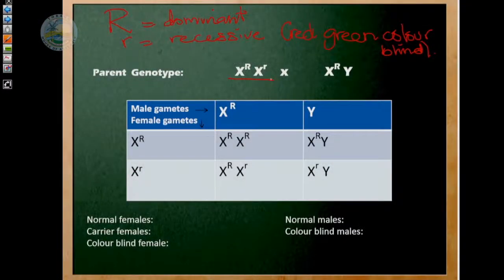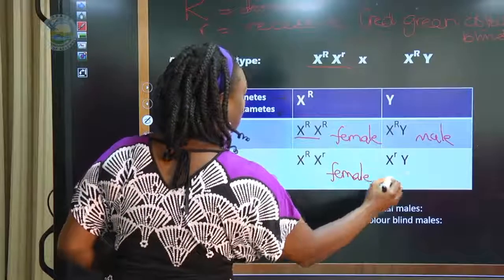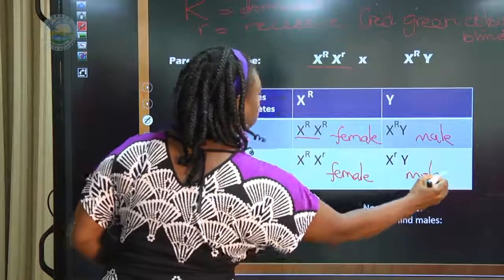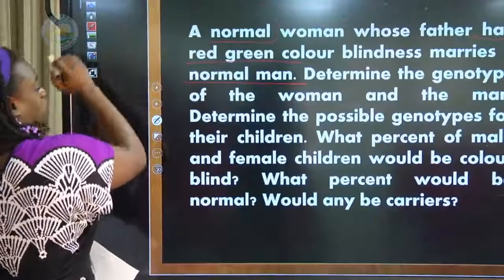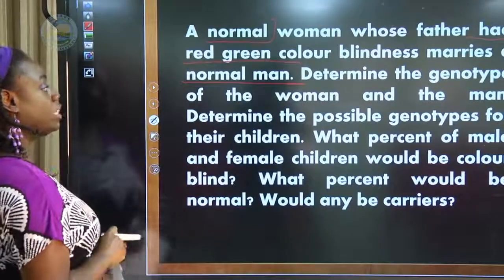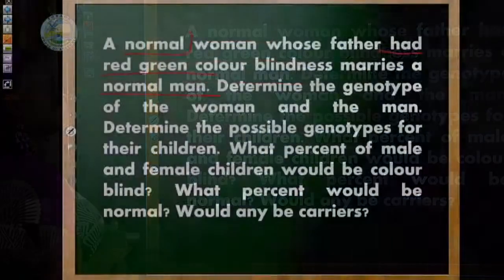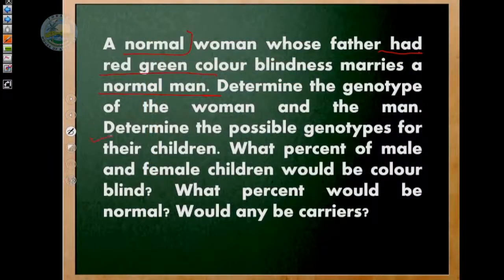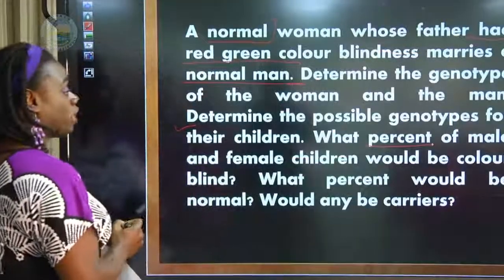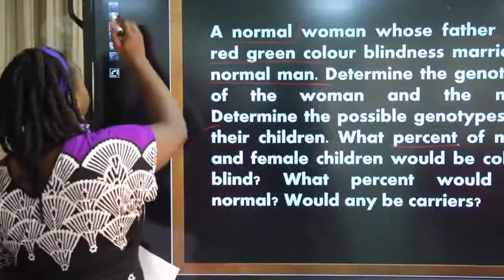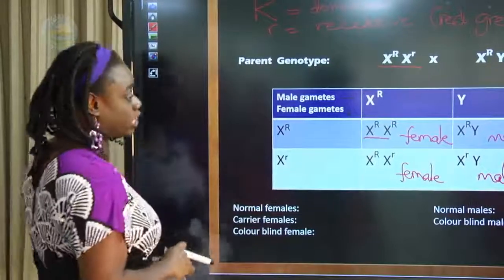So we have a female, male, female, and male. So let's look at the question. Determine the possible genotypes of their children. We have done that. What percent of male and female children would be colorblind? So let's look at it.